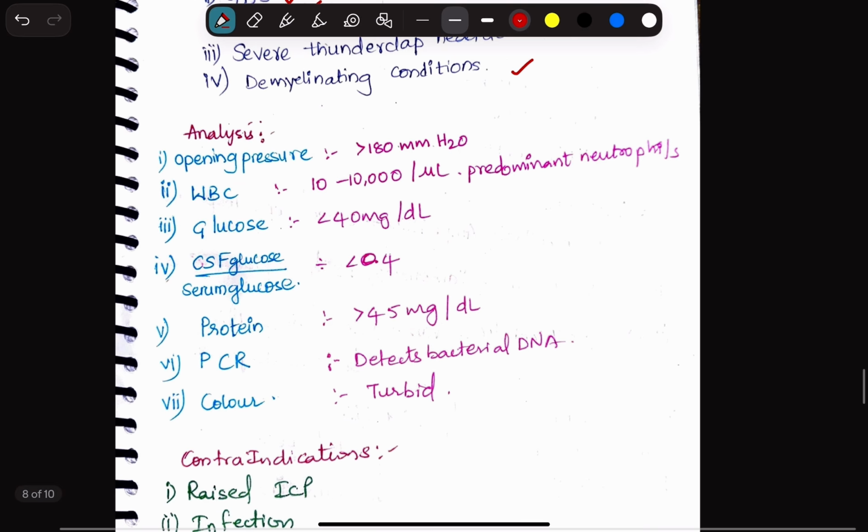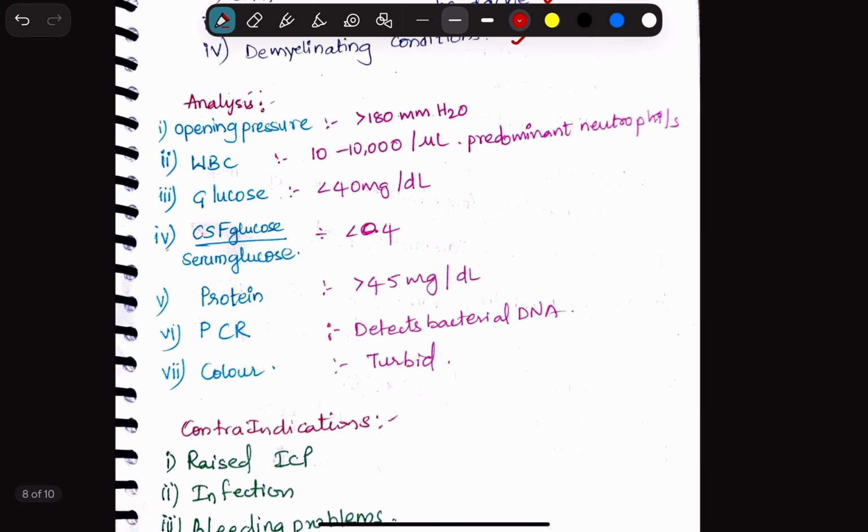In pyogenic meningitis, these are the parameters that will be analyzed. The opening pressure would be greater than 180 mm of water, and the WBC count would be 10 to 10,000 per microliter. This is a very much raised count. There will be predominantly neutrophils in pyogenic meningitis, as this is the acute phase. When we compare this with TB meningitis, there will be more lymphocytes compared to neutrophils.